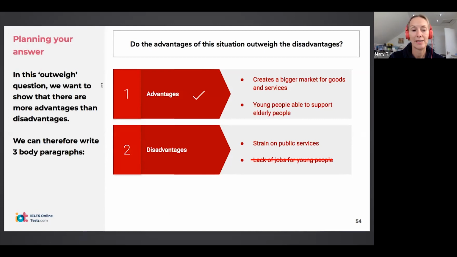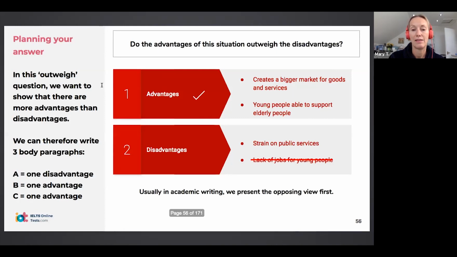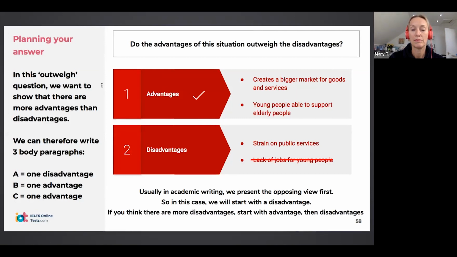We can therefore write 3 body paragraphs. Paragraph A is one disadvantage, B is one advantage, and C is the other advantage. Usually in academic writing, we present the opposing view first. In this case, we've got one disadvantage, so we would discuss that first, and then we'd talk about the advantages. As I said before, if there might be more disadvantages, in that case you would start with an advantage and then the disadvantages.